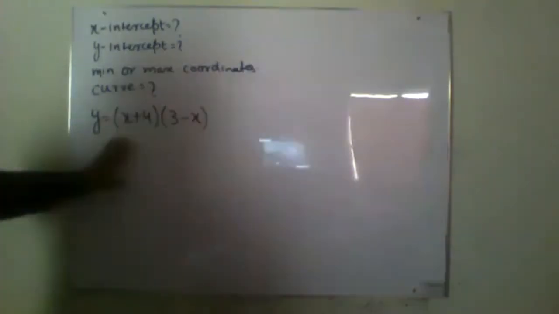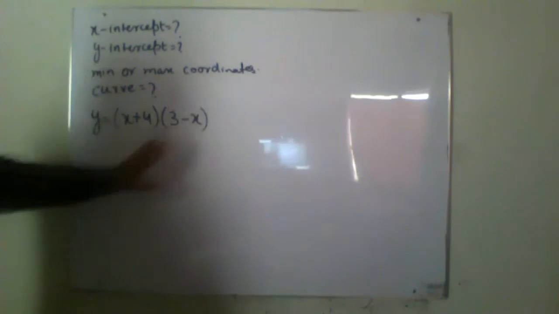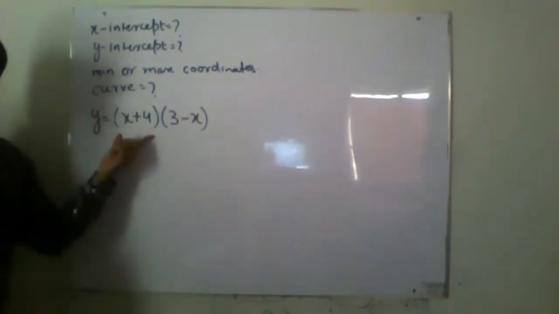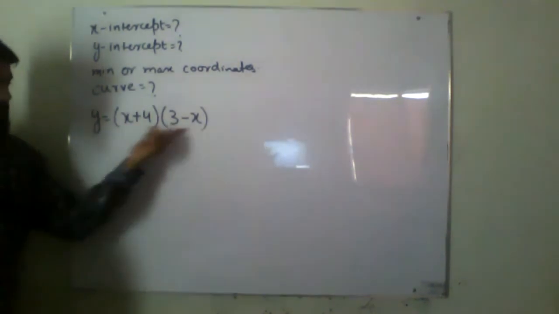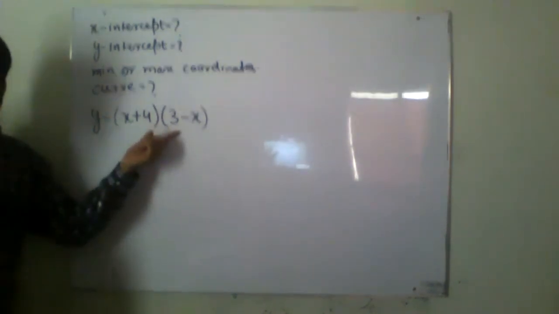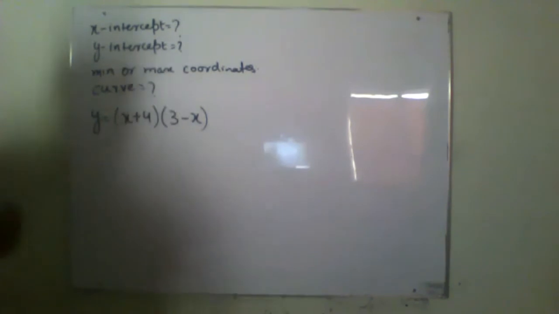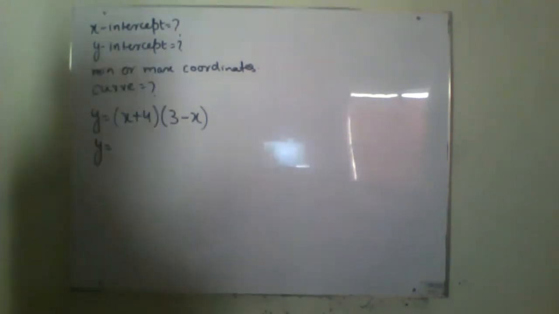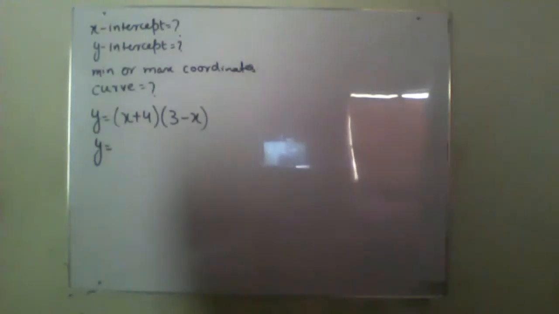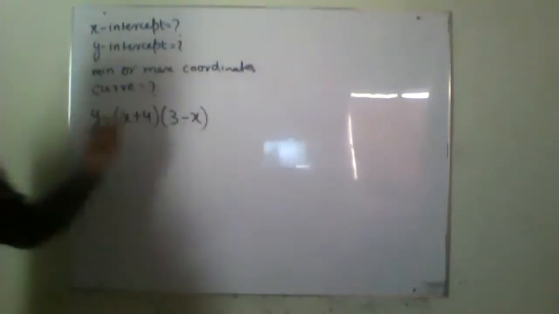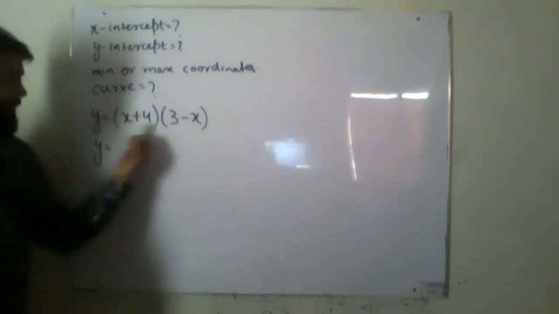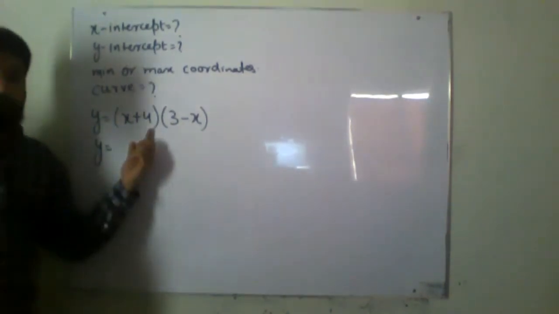Now, what will I do? First thing is that it's written x plus 4, and this one is written 3 minus x. So first thing, what you have to do, your x should be positive. This is just a trick I am telling you, that in both of them your x should be positive. So over here x is already positive, I don't have to do anything.